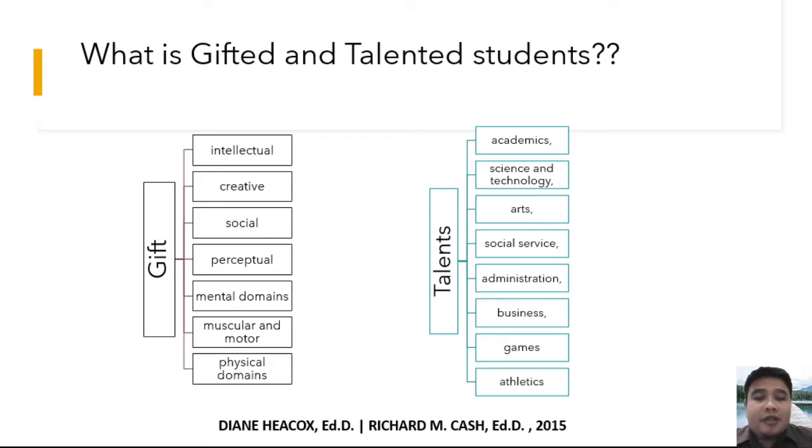Therefore, they are good in the intellectual domain, and some of them may be very good in creative, social, perceptual, mental, muscular and motor, and also the physical domain. And some of them are very good in talents. They are very good in academics, science and technology, art, social service, administration, business, game and athletics.